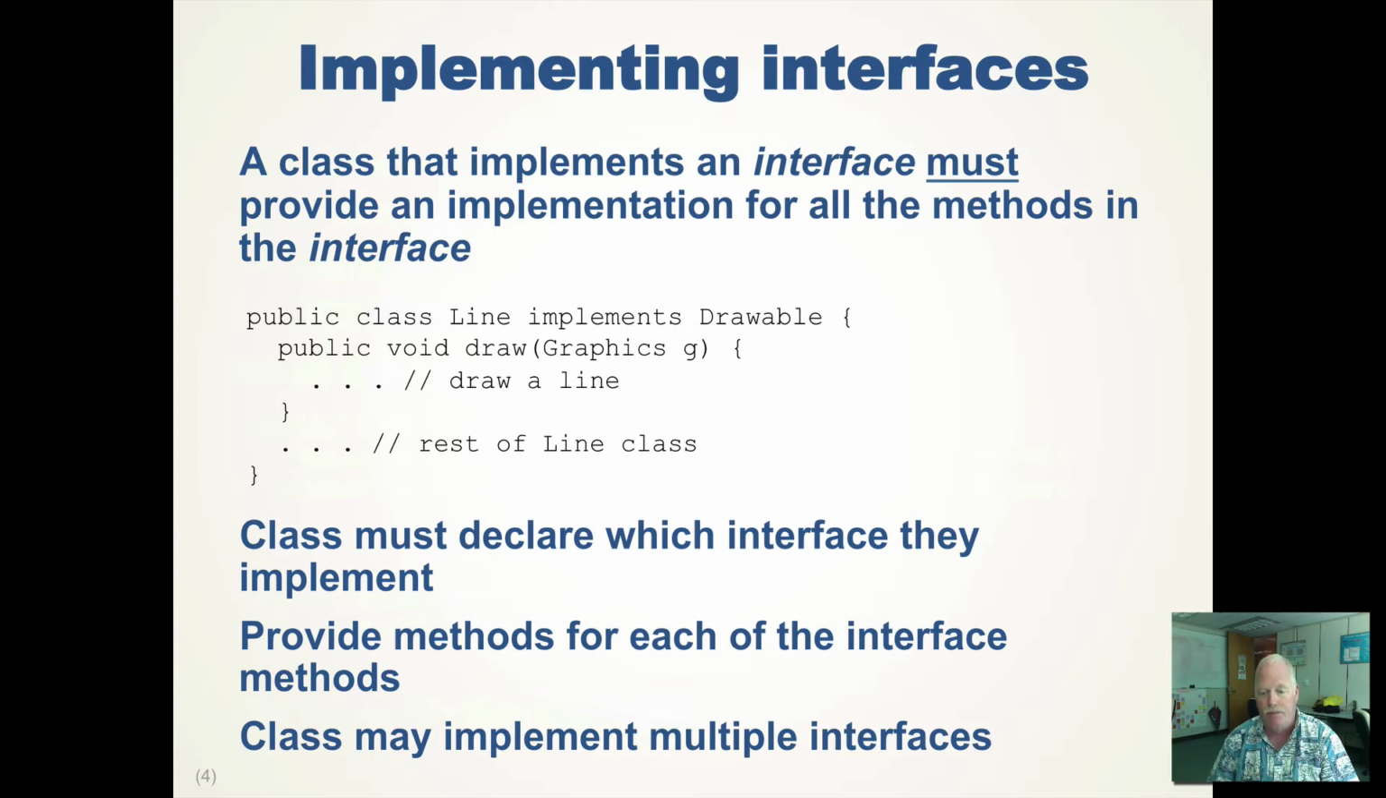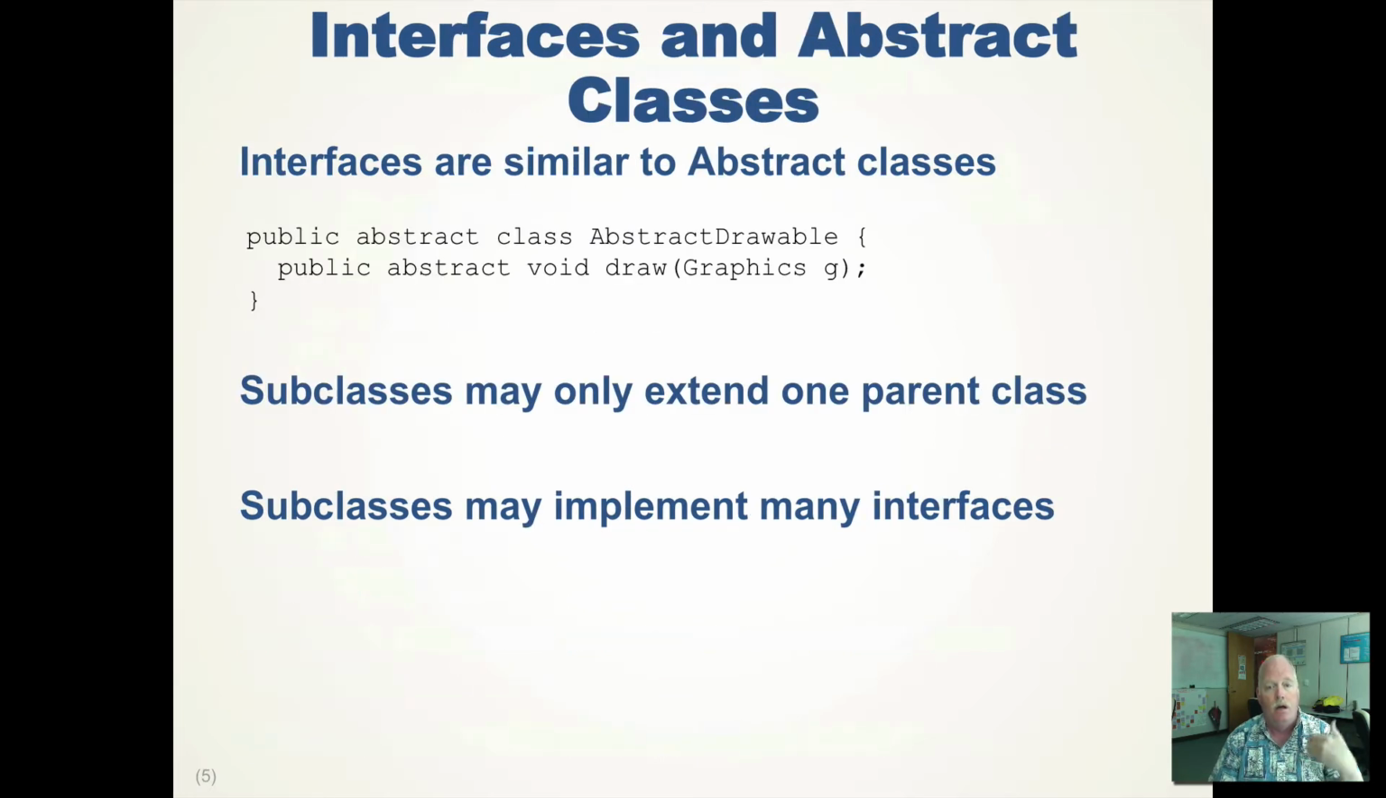It must provide all the methods in the interface, and a class may implement multiple interfaces. So if we had a comma and then another interface name, Line could implement multiple interfaces, one being Drawable and one being something else, and then it would have to provide all the methods for all the interfaces that it implements. And now we have the concept that a Line implements these things, so we know we can call those methods on a Line. So what's the difference?